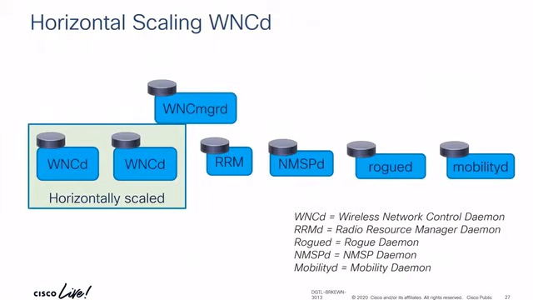Now, unlike all the other processes, the WNCD is going to have multiple instances, what we call horizontal scaling. It is because we have these multiple instances that we can provide the sort of AP and client scale that we have. Because there are multiple instances, we also have a WNC manager daemon that handles the communication between the WNCD instances. Now, each instance, as I've already mentioned previously, has its own database that will keep its own configuration data and operational data.